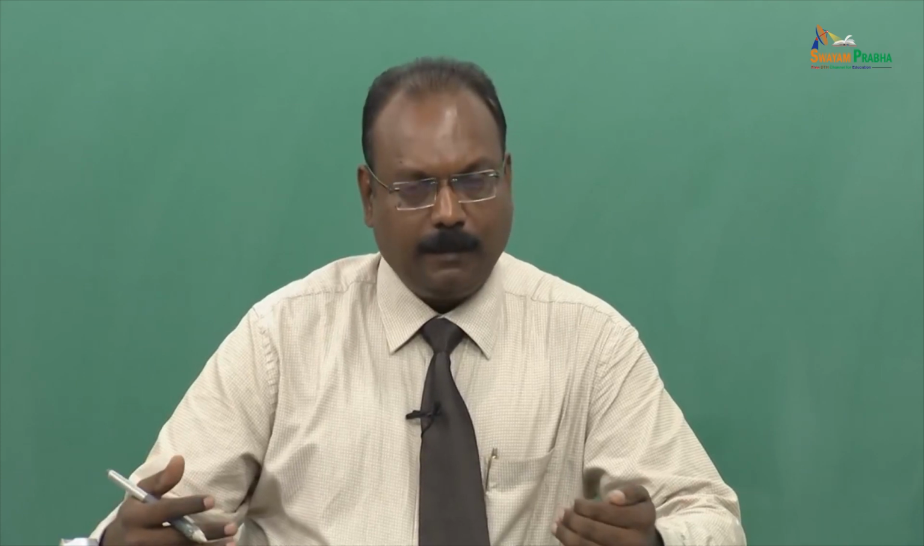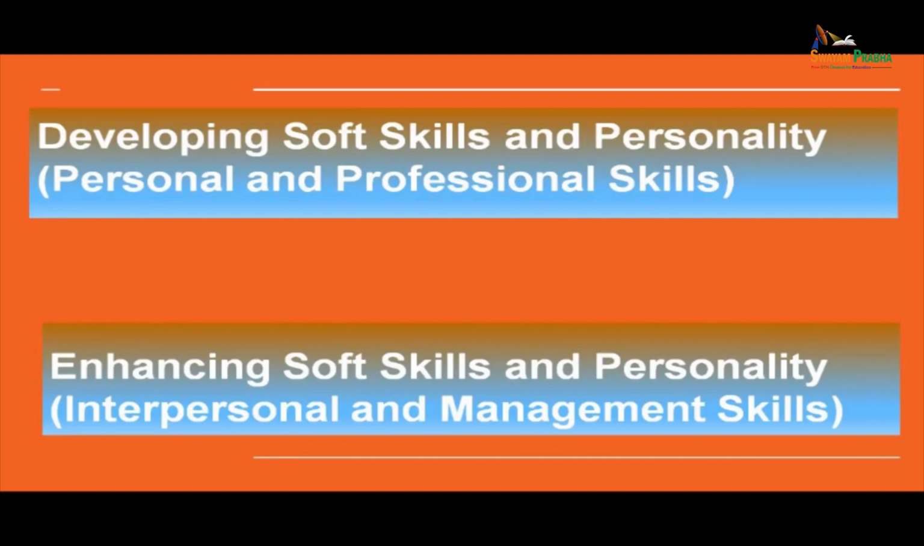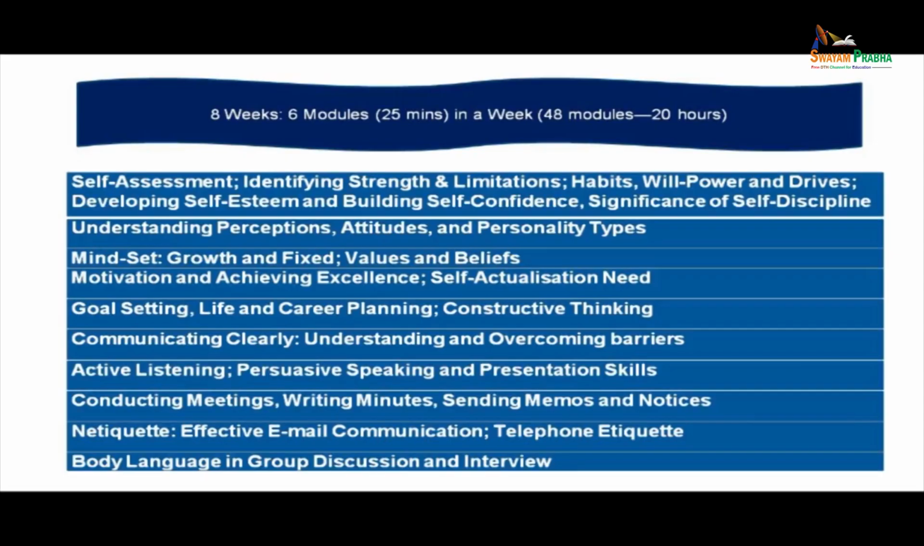Now, the course is in two forms. The first form that I am giving you, that is developing soft skills and personality, is about personal and professional skills. Now, there will be another course after these modules are finished, on enhancing soft skills and personality, that will completely deal with the interpersonal and management skills. Now, the course will have 8 weeks, there are 6 modules, 25 minutes in a week. Totally there are 48 modules, about 20 hours. So, imagine it is an amazing feat that you will achieve, that within 20 hours, you will be able to transform your personality completely.